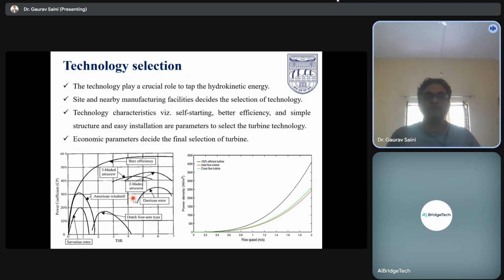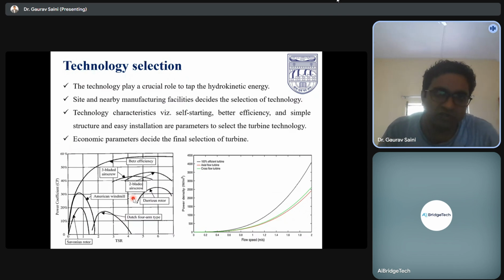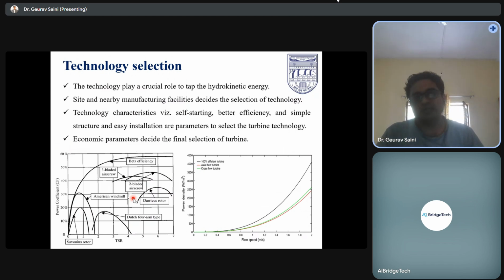Technology selection: technology plays a crucial role in tapping hydrokinetic energy. Nearby manufacturing facilities may decide the selection of technology, because some complex structures may be manufactured only at certain manufacturing facilities. We also have to see the technology characteristics, such as self-starting capability, battery efficiency, and simple structure. The installation also plays a significant role in selecting a particular turbine technology. And last, we have to look at the economic parameters to finally select the particular turbine technology for a particular site.